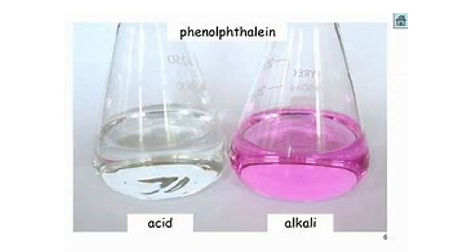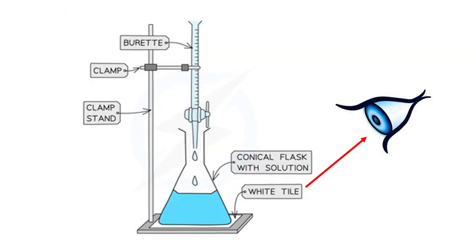So here's the color change from colorless to pink. You might have seen that, but you would see it a lot better if you put it on a white tile. If you have your conical flask on a different colored surface, you mightn't see the color change as well, so we put it on a white tile.